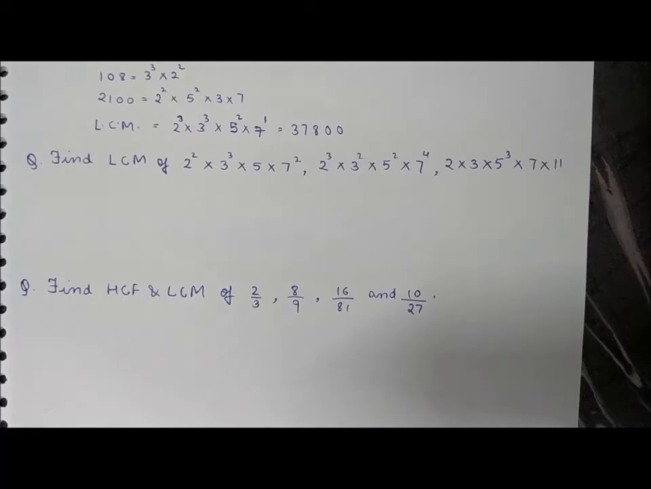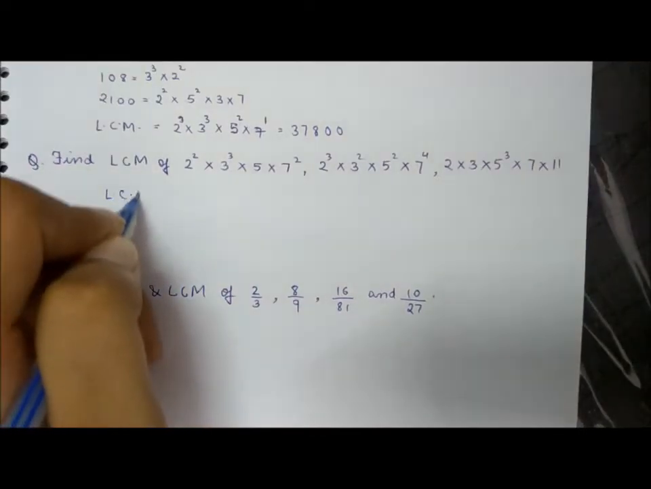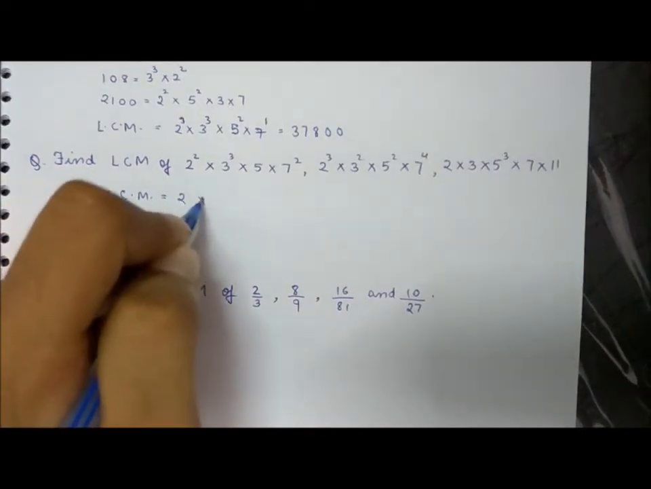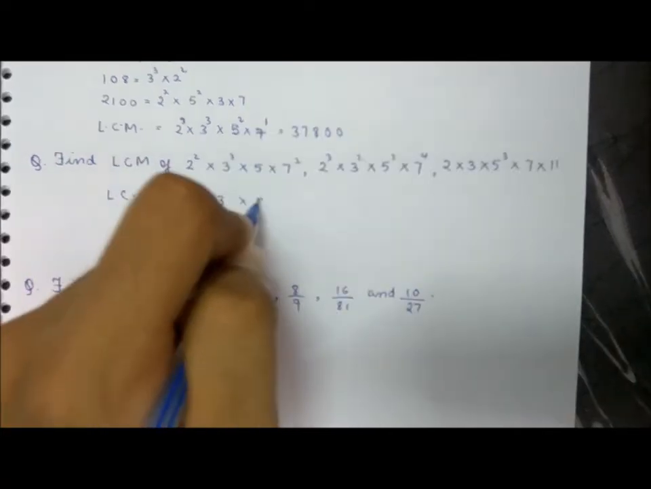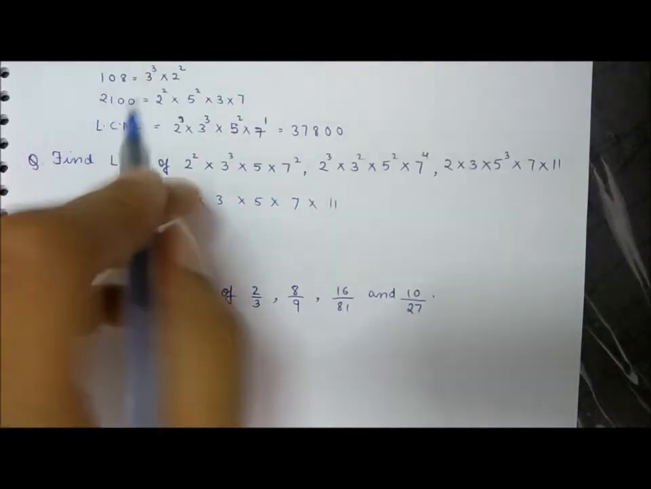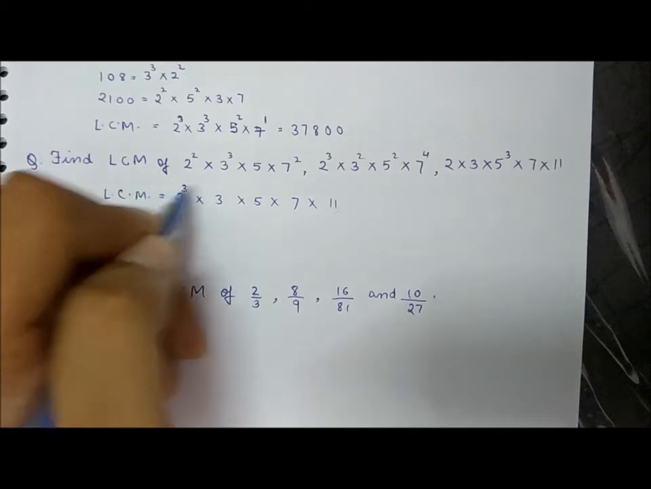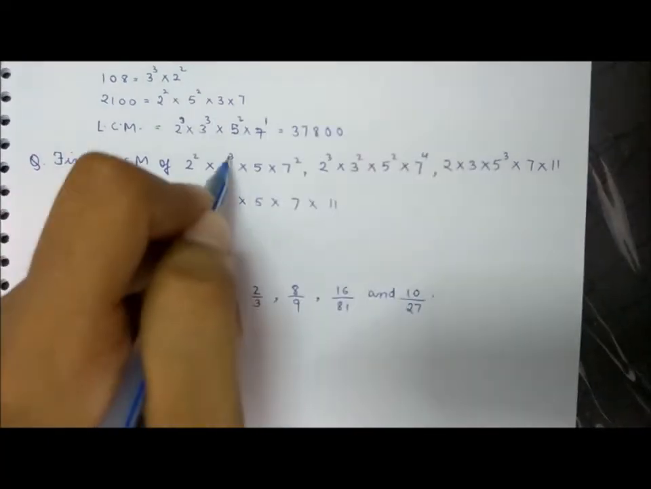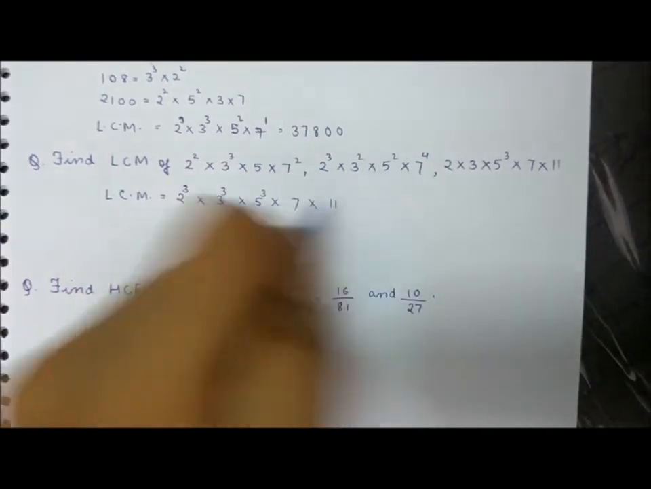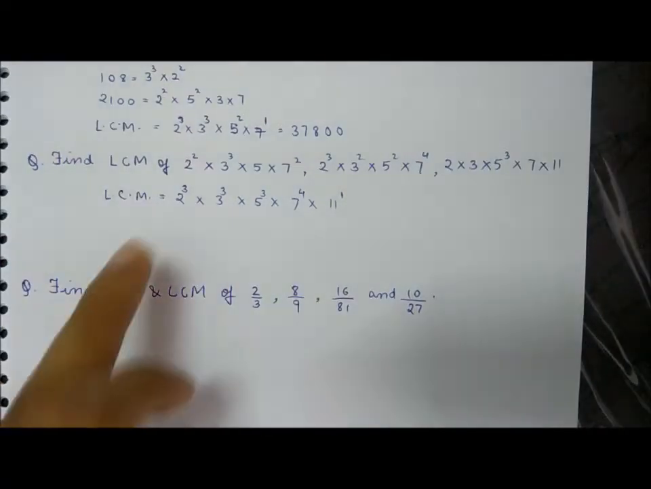For this one, find the LCM of 2 to the power 2 cross this. The LCM will be directly written as the common factors, that is 2, 3, 5, 7 and 11 with the maximum power. The maximum power of 2 in these 3 is 3. For 3 it is 3. For 5 it's 3. For 7 it's 4. And for 11 it's only 1. I'm not calculating it. The LCM would be this.